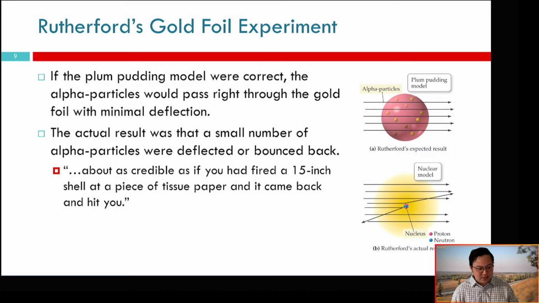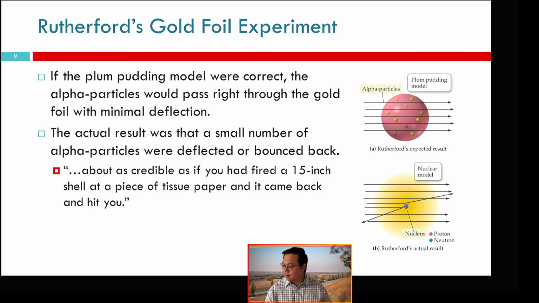His direct quote is, "The plum pudding model is about as credible as if you had fired a 15-inch shell at a piece of tissue paper and it came back and hit you." To put it into modern terms, it would be like if you took your rifle out to the range and fired it at Jell-O, and those bullets bounced back.